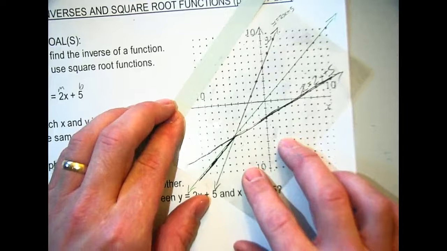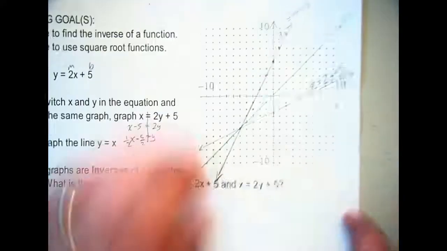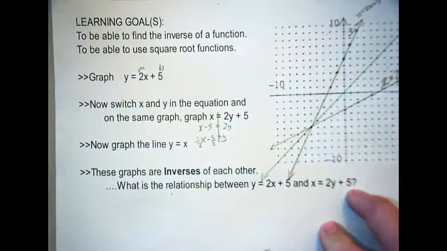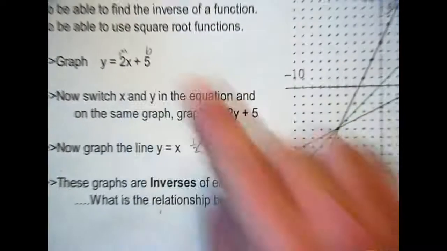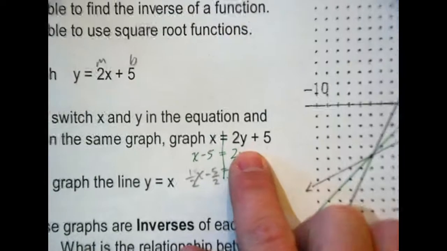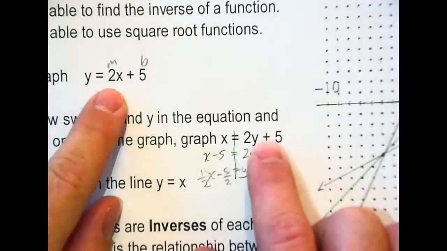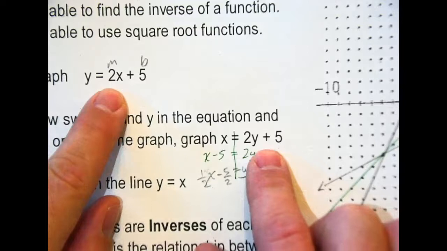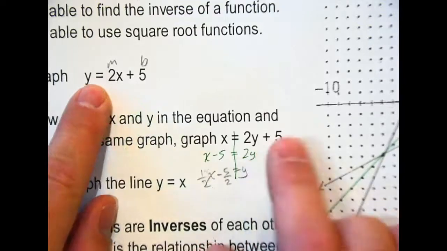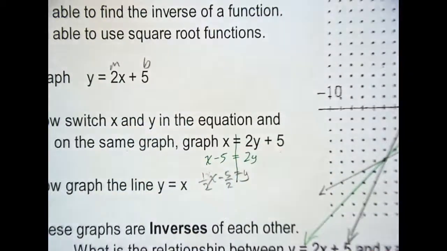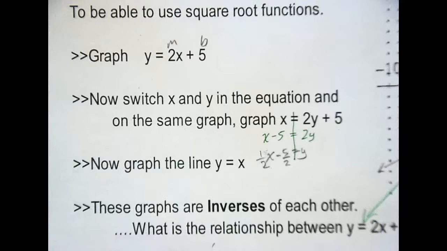Okay? Everyone with that? If this equation and this equation are inverses, what have I done to take this and find its inverse? In equation form now. Ignore graphs. In equation form, how did I find its inverse? Talk with your neighbor about it.